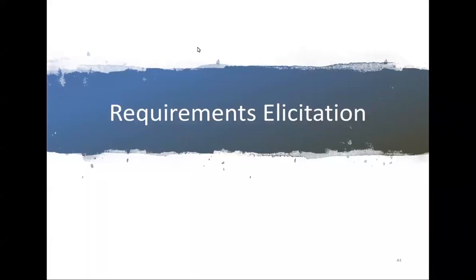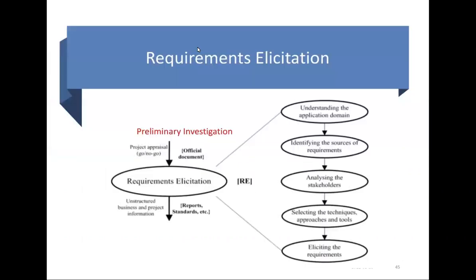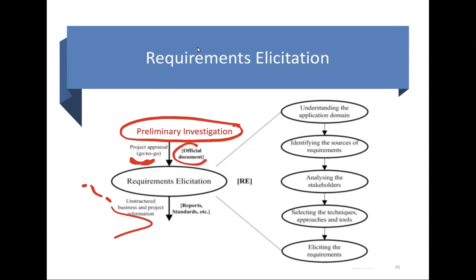So the second stage after the requirement inception, in which we decided to proceed or not to proceed with the project, is the requirement elicitation. After you perform the preliminary investigation and you have the preliminary investigation report, you decide to go for or not to go for the project. You now have the official documentation, and with the assumption that you will go for the project, you will do requirement elicitation.